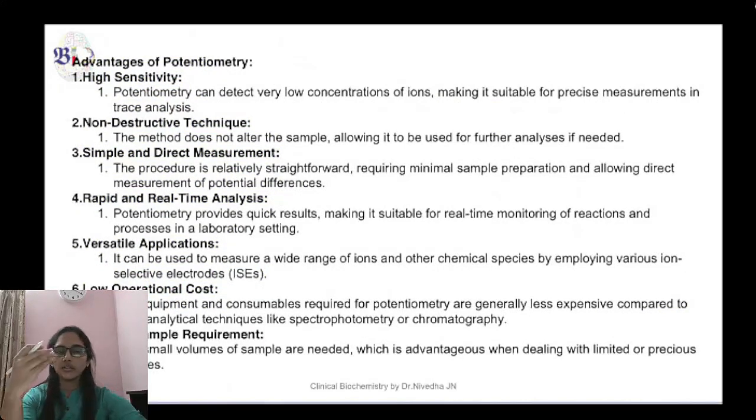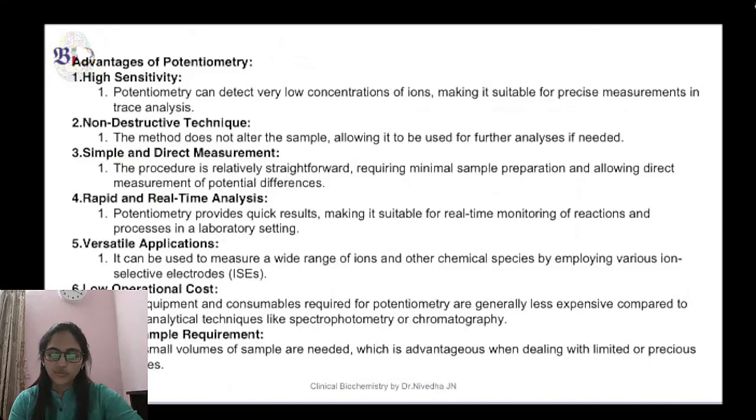Advantages are not listed in your book, so that's why I have listed them for you. This is a previous year question: list out advantages, disadvantages, applications. All that we have learned, we just have to list it down. So that's what I have done for you.